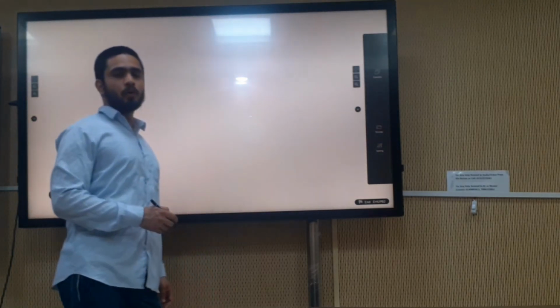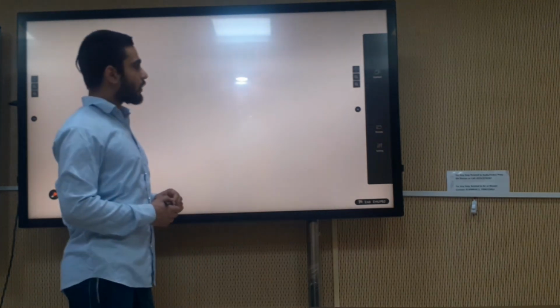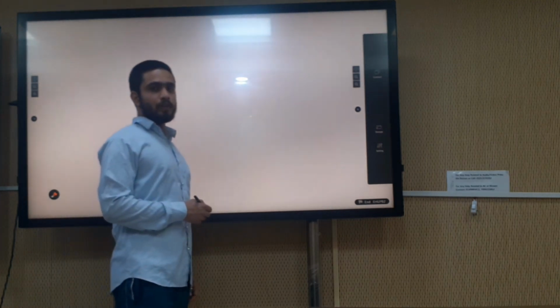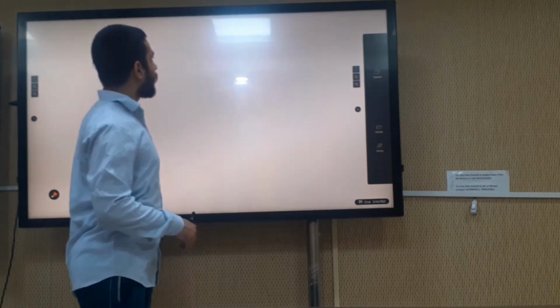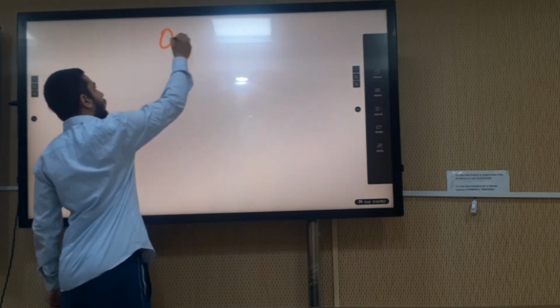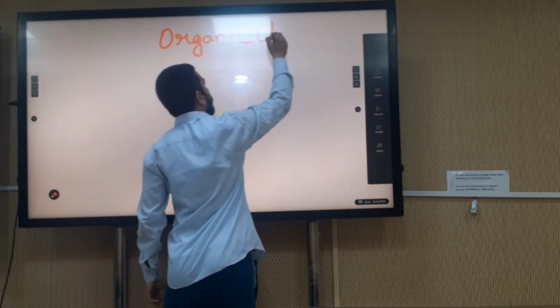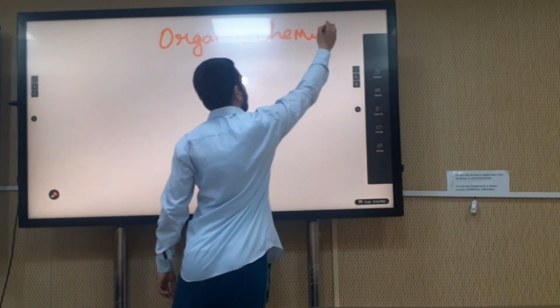Today we will see how alcohols are formed from esters. So what is the mechanism by which we can make alcohols from an ester? This is a topic in organic chemistry. If the mechanism is asked, how alcohols are formed from esters, we can tell.